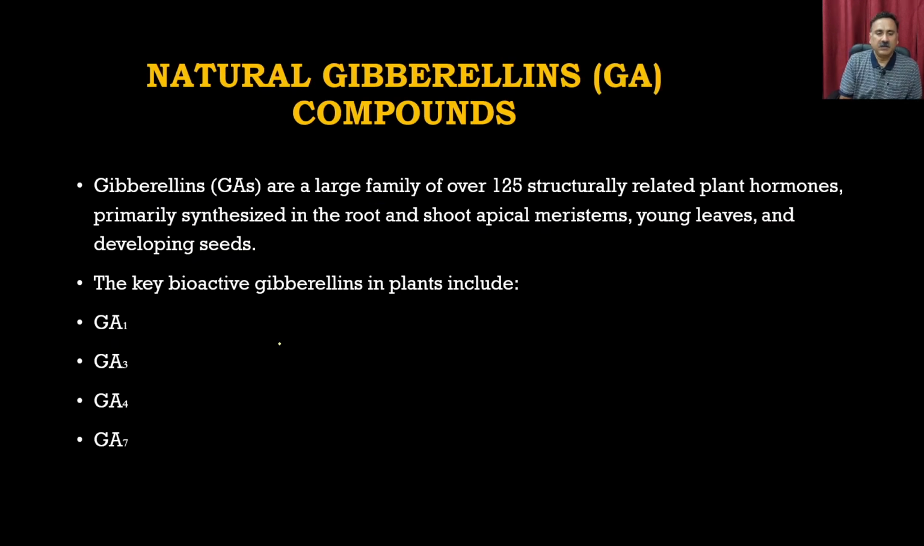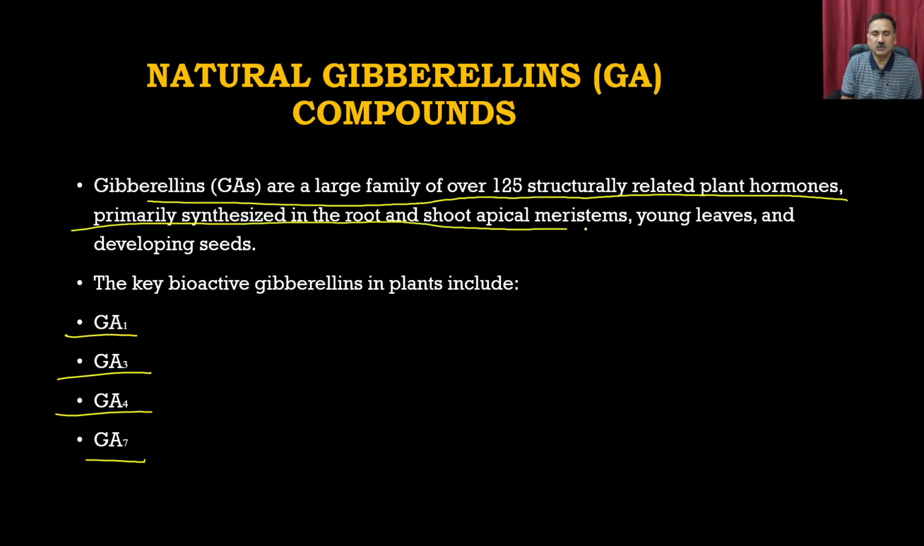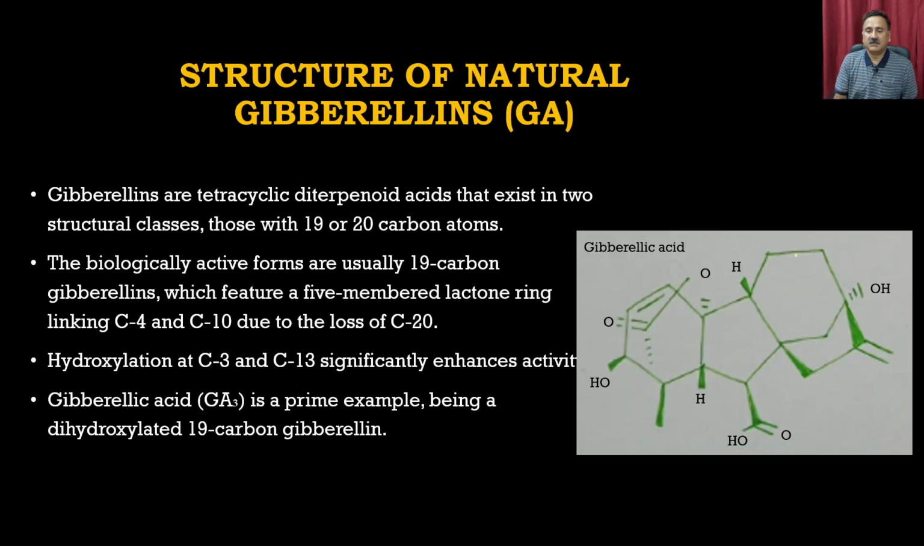These are the key bioactive gibberellins. So you have GA1, GA3, GA4, GA7, right? And gibberellins are a large family of over 125 structurally related plant hormones, primarily synthesized in the roots and shoot apical meristems, young leaves, and the developing seeds. This is the general structure of gibberellic acid, right?